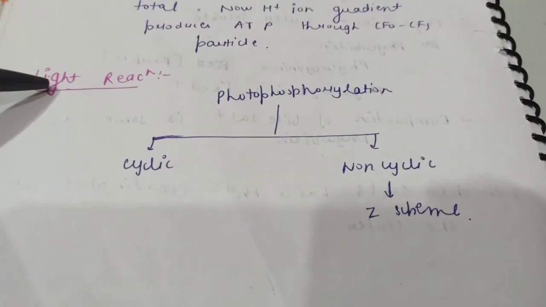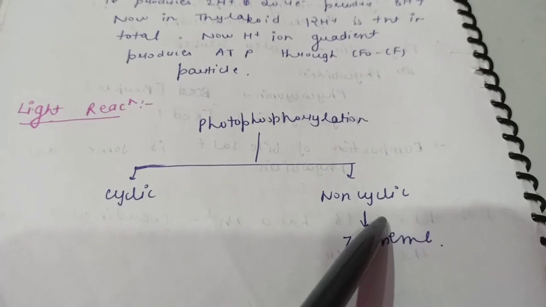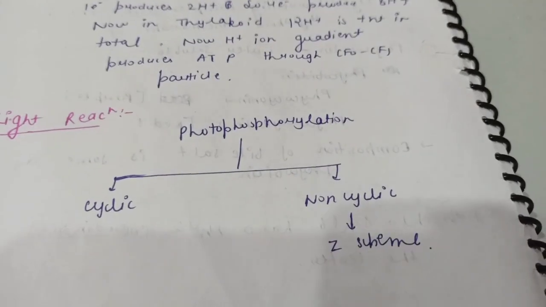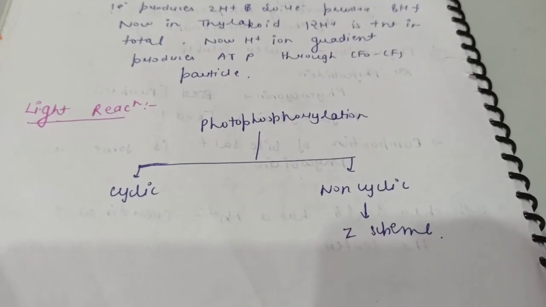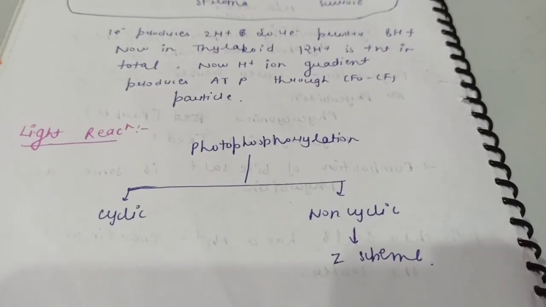Now come to light reaction. Light reaction is of two types, that is photophosphorylation, which is of two types, cyclic and non-cyclic. Non-cyclic photophosphorylation is also known as Z scheme.